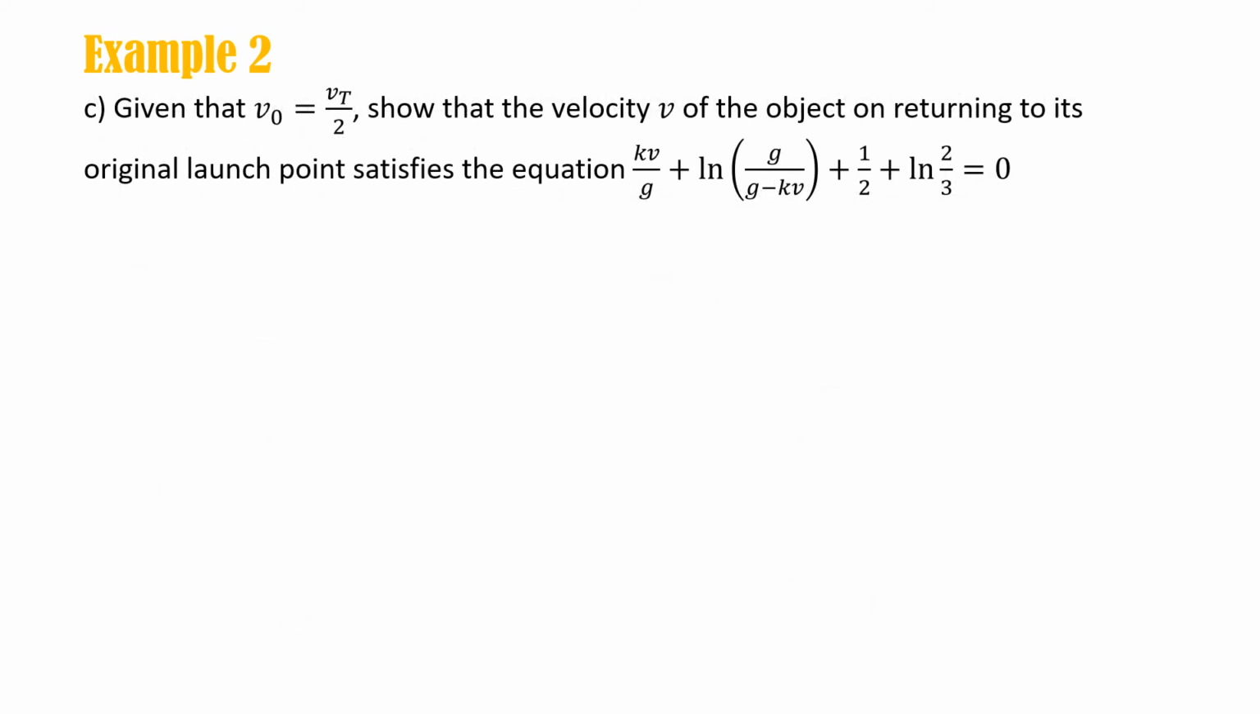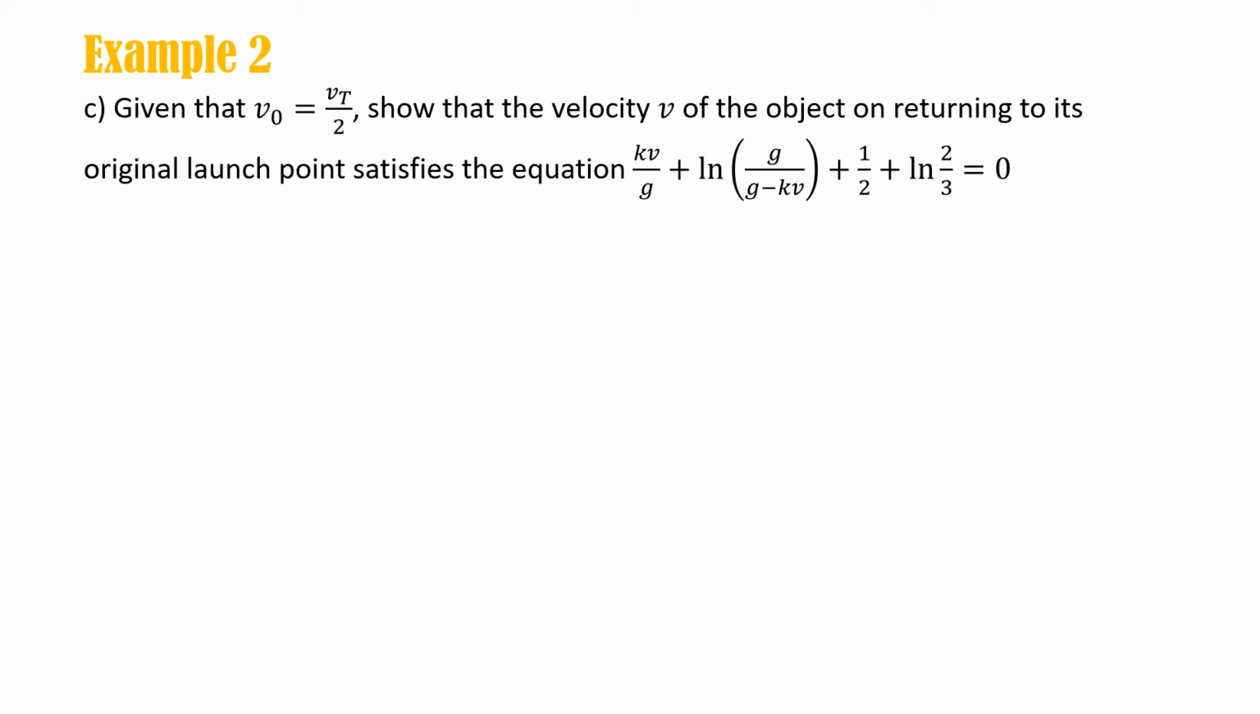So given that our initial velocity is our terminal velocity divided by 2, or half of our terminal velocity, show that the velocity v of the object on returning to its original launch point satisfies the equation kv on g plus the natural log of g on g minus kv plus a half plus the natural log of 2/3 is equal to 0. All right, so we're just looking at the second part of its journey.